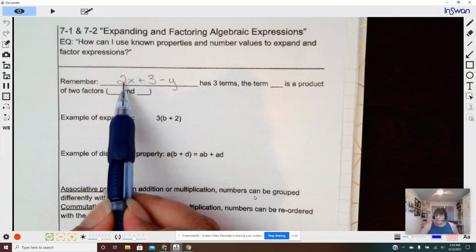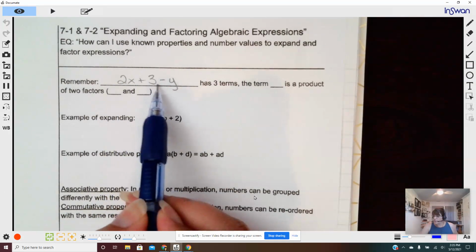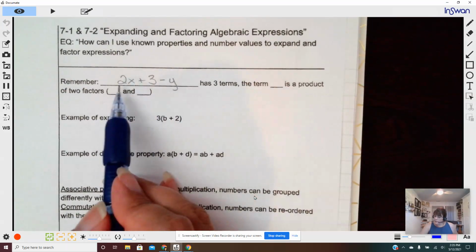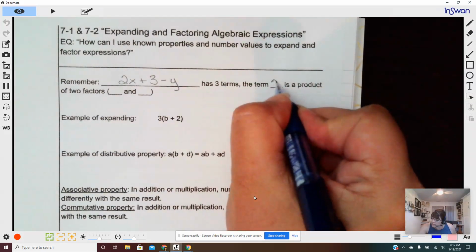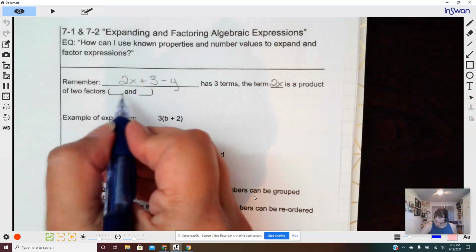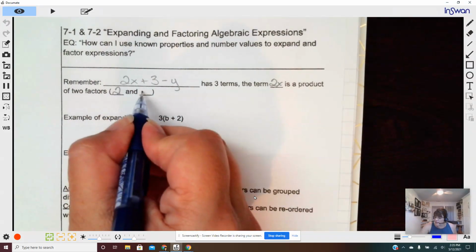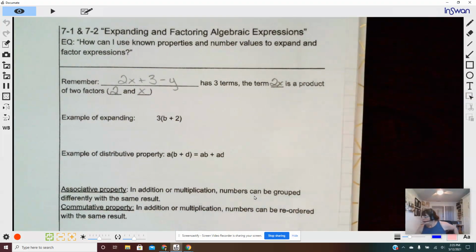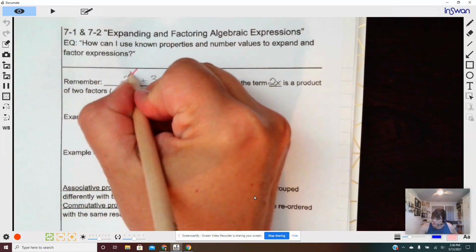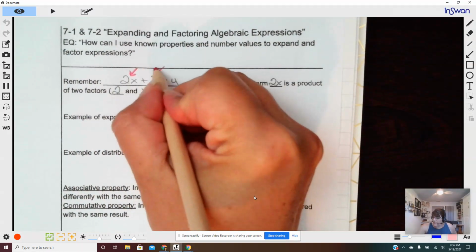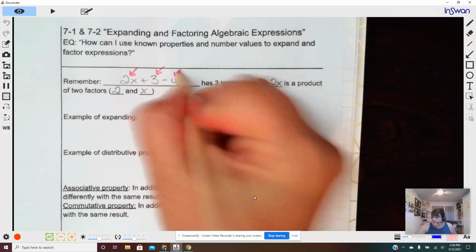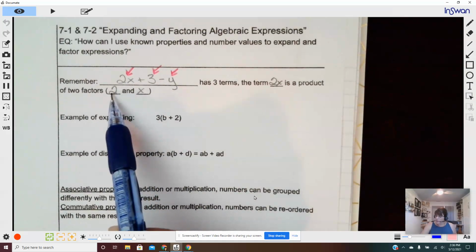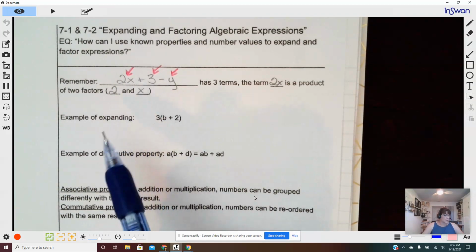So in this expression, please write it down, 2x plus 3 minus y, it has three terms. The term 2x is a product of two factors. It's 2 times x. So that's a term, that's a term, and that's a term. And this term has two pieces. It's a product of two factors.